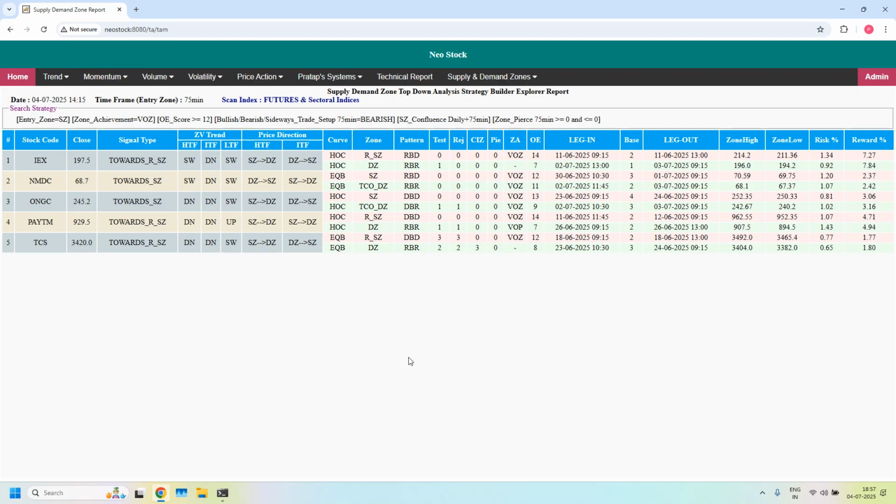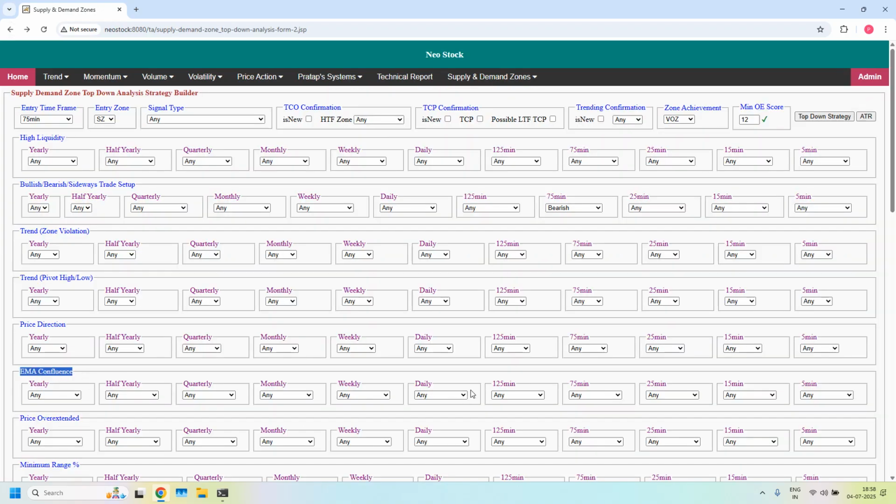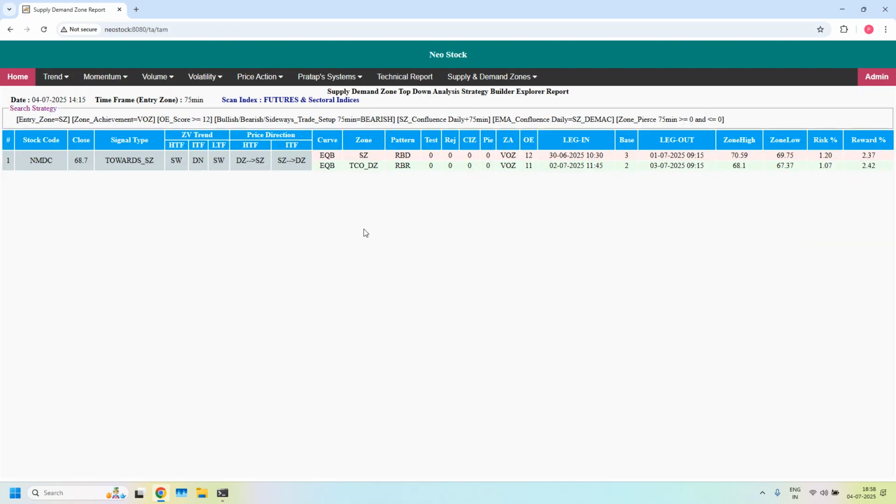We can further filter based on weekly supply zone. Sorry, not weekly, daily. ITF is daily. So daily supply zone having daily EMA. In that case, the overlapped 75 minute zones inside daily might be having strong institutional order flow. Let's verify. The EMA confluence, a daily time frame. I am checking daily supply zone having daily EMA. In all the daily zones, trend is a downtrend, and this 75 minute zone, entry zone, overlapped inside the daily. Let's verify. We got only 1 stock.